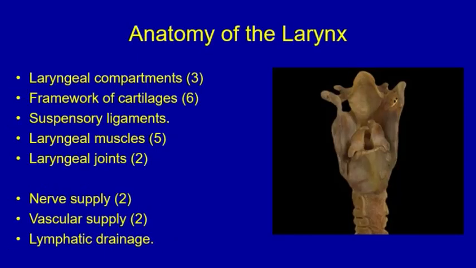We shall go through the basic anatomy of the larynx, formed of 3 laryngeal compartments, 6 laryngeal cartilages, some suspensory ligaments, 5 laryngeal muscles, 2 laryngeal joints, 2 laryngeal nerves, and 2 arteries and veins, and also the lymphatic drainage.